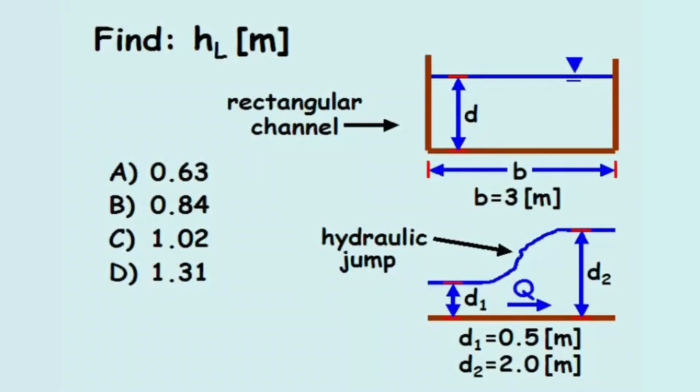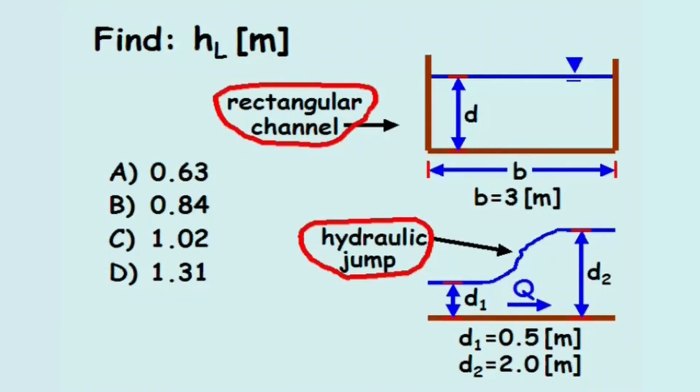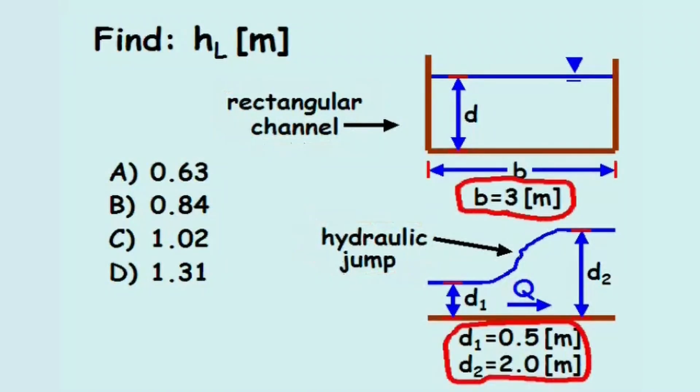Find the head loss in meters across the hydraulic jump. In this problem, a hydraulic jump occurs in a rectangular channel. The channel width is provided, as well as the initial and final water depths.